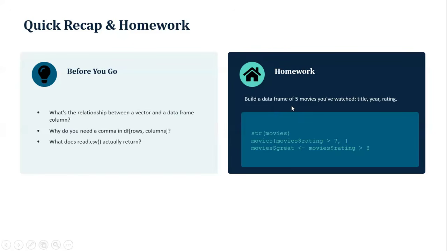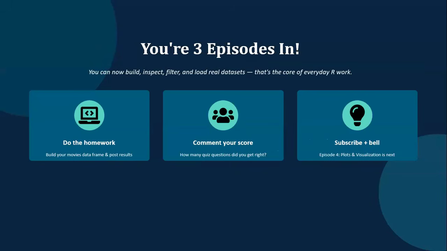Homework: build a data frame of 5 movies you have watched with title, year, and rating. Then run str, filter the ratings above 7, and add a column called grade for ratings above that. Post which movies made your grade in the comments. I will reply to as many as I can.